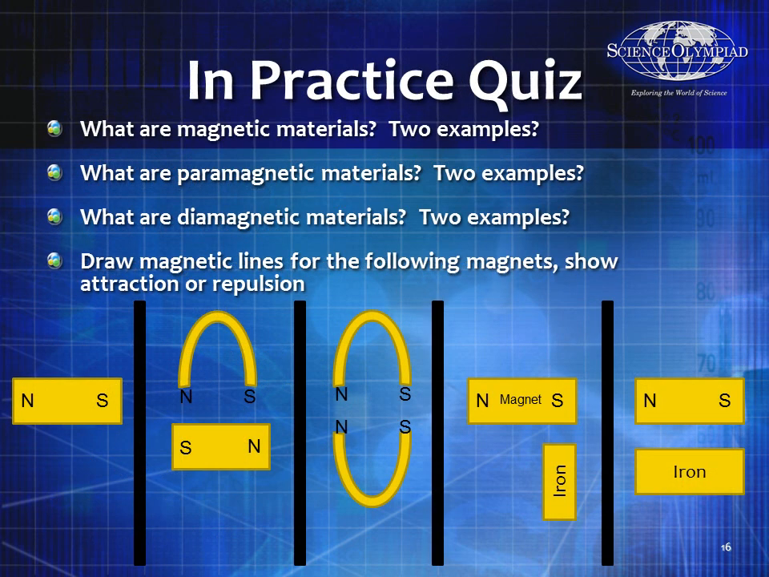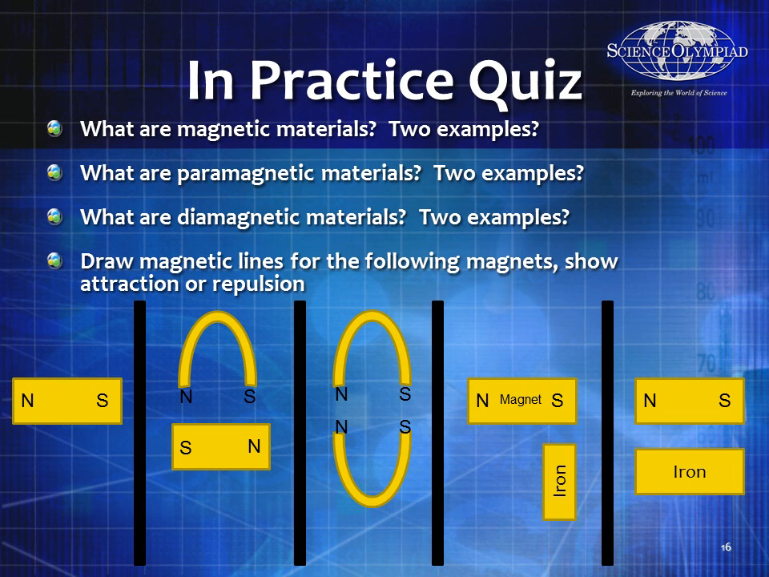So let's do the in practice quiz. What are the magnetic materials? Give 2 examples. You can go back and look at that. What are the paramagnetic materials? Give 2 examples. And what are the diamagnetic materials? Give 2 examples. And then for here, I want you to draw the magnetic lines showing attraction or repulsion.